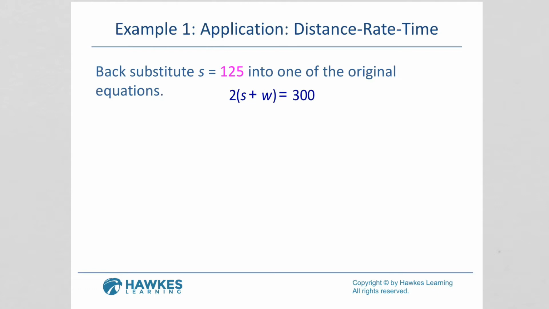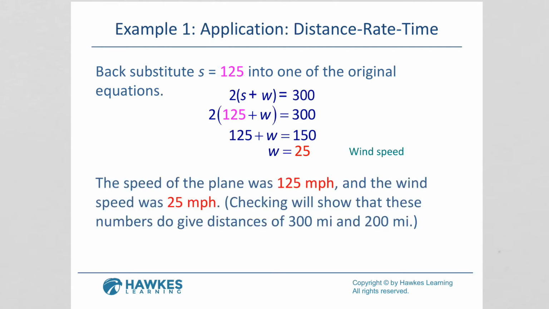Back substitution: with S equals 125 in my original equation, 2 times S plus W equals 300, I get 2 times 125 plus W equals 300. Actually, we divide both sides by 2, and that gives us 125 plus W equals 150. Subtract 125 from both sides, and W is equal to 25, which is the wind speed. The speed of the plane was 125 miles per hour, and the wind speed was 25 miles per hour. If you were to check those, you would see that that is accurate.